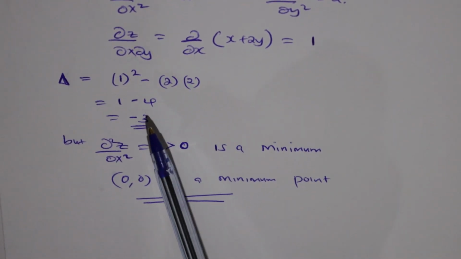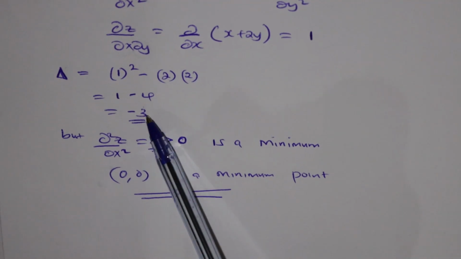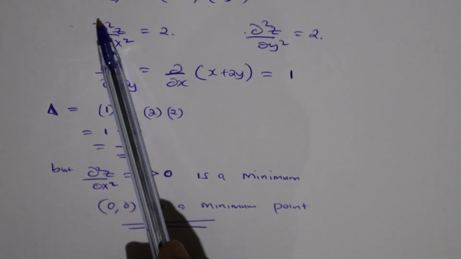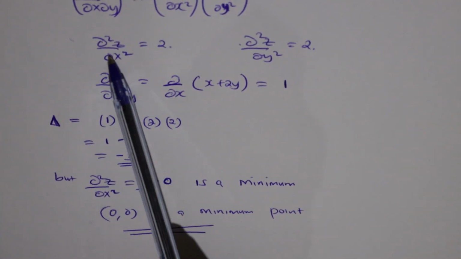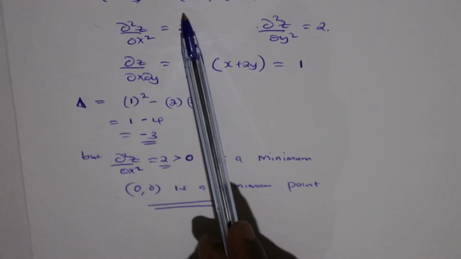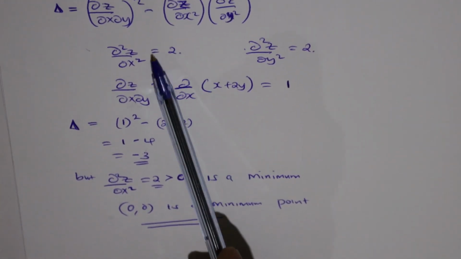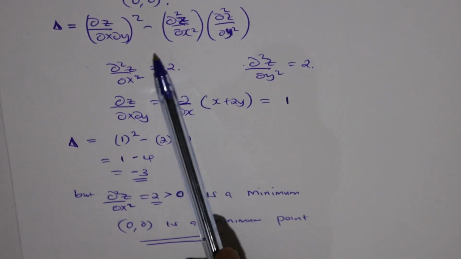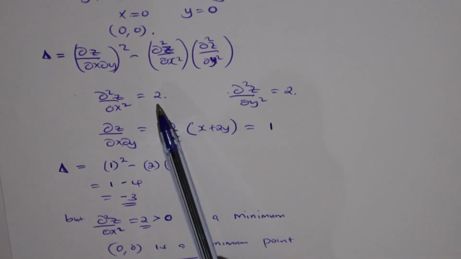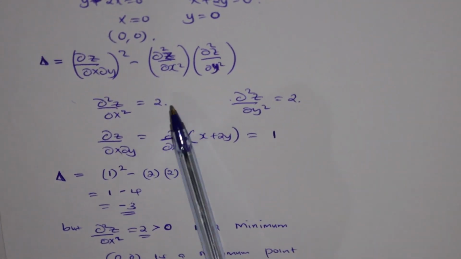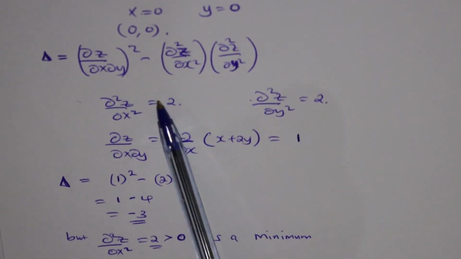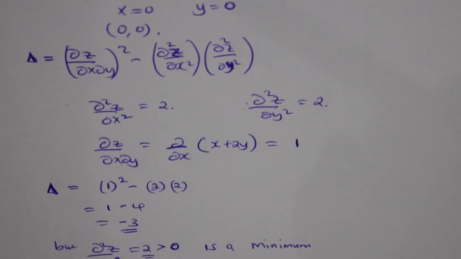But what tells you if it is a maximum or a minimum? You go back and check your d²z/dx². If this value is greater than 0, then that is a minimum point. If this value is less than 0, then we say that is a maximum point.